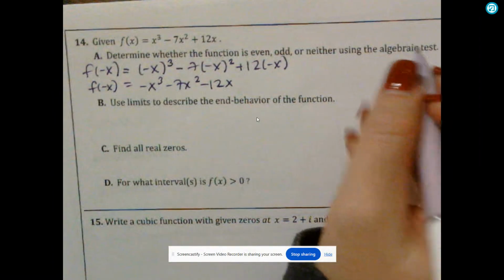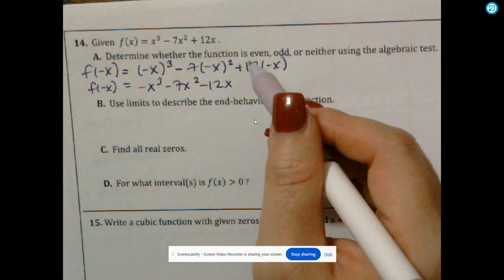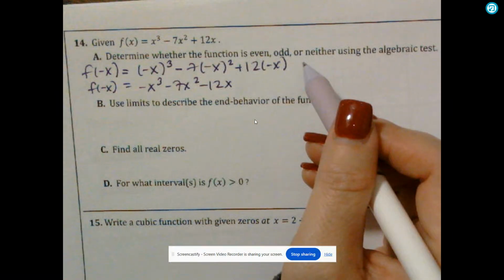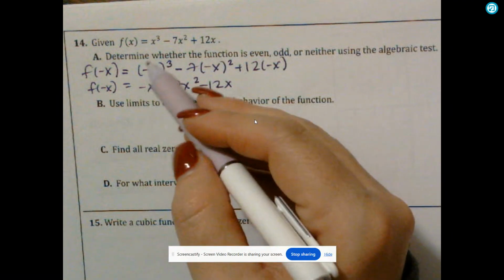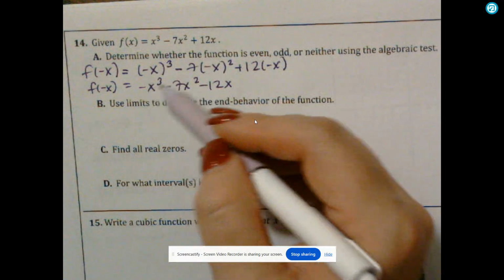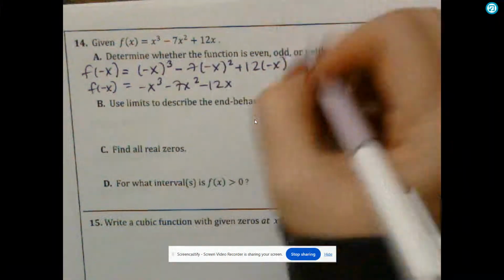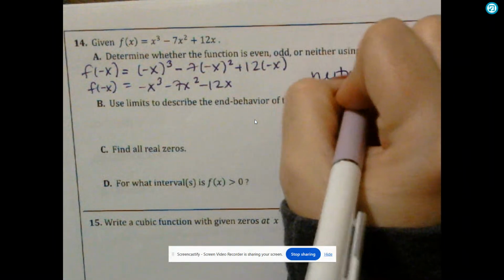Now remember, if it's exactly the same, that gives us an even function. If it's exactly opposite, so that would be negative, positive, negative, then it would be odd. But we are negative, negative, negative. So we're not exactly the same. We're not exactly opposite. So this is, in fact, a neither.